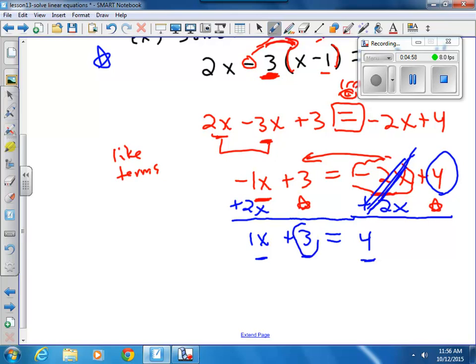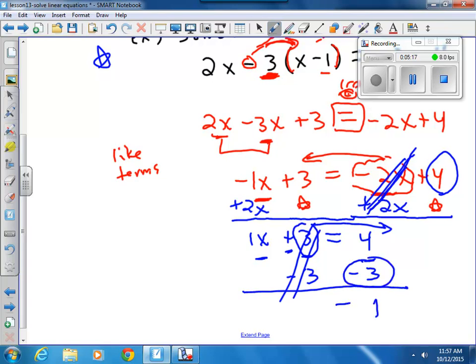You want to bring this number over here to be with the other number. You can't just toss it across the equal sign, so I always say, what's the opposite of addition? To undo addition, we subtract. So we're going to minus 3. 3 minus 3, gone. 4 minus 3 is 1. Record the equal sign. Now you have 1x equals 1.